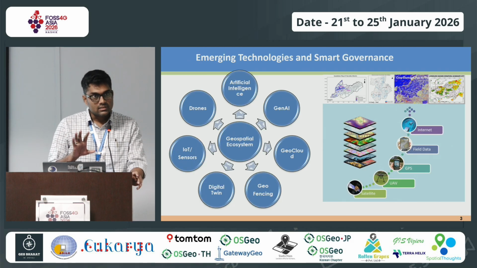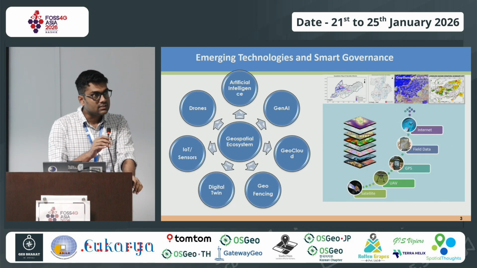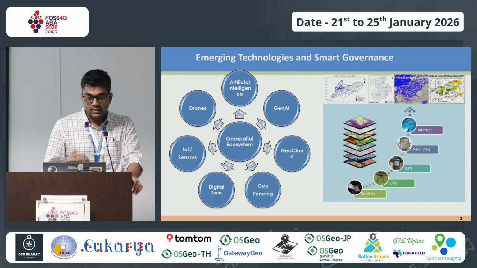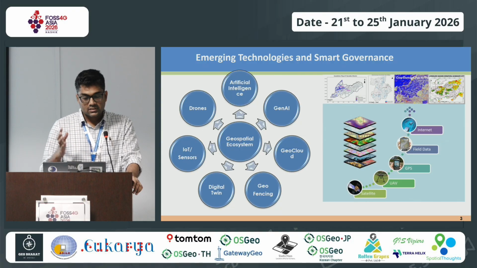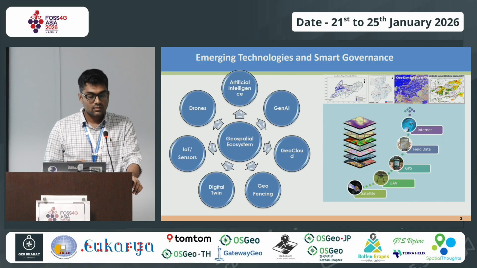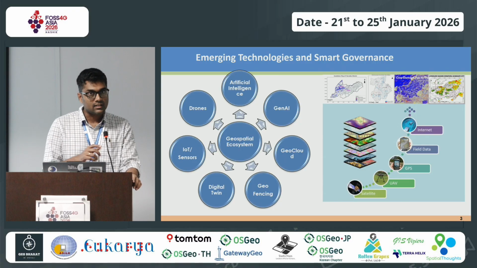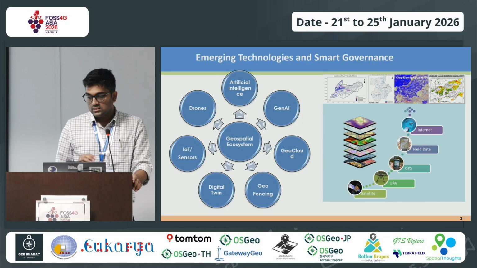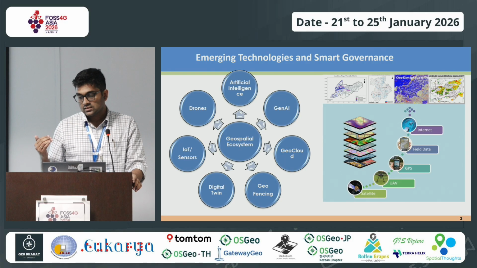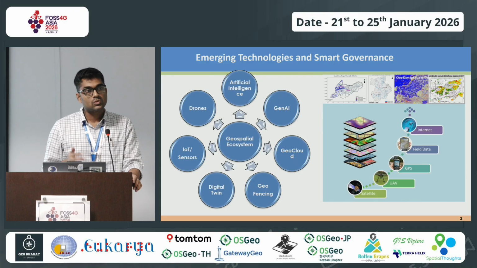To implement all these, you need some sort of emerging technologies supporting the backend. It starts off with artificial intelligence, generative AI, cloud, and geofencing based technologies, digital twin, IoT sensors and drones. But the base of this information is coming from the satellite data sets, drones, GPS information, field data collections, and it can be served through the internet.